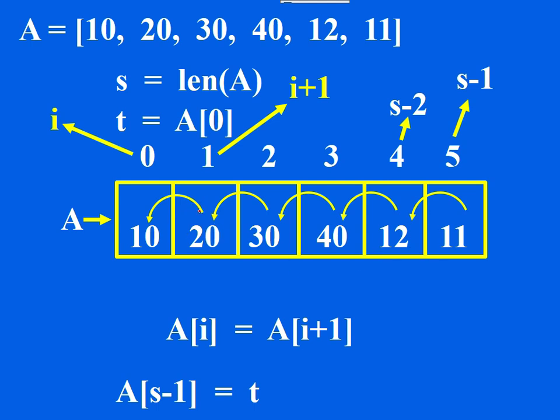So you can see that in order to perform left shift, the statement is A of I equal to A of I plus 1, and your I varies from 0 to S minus 2.